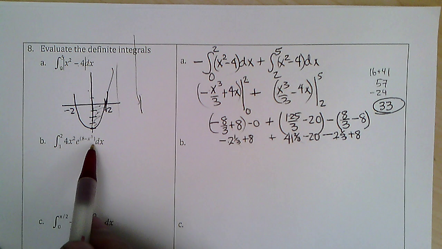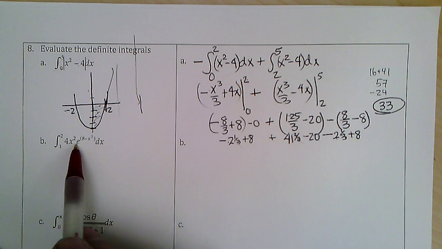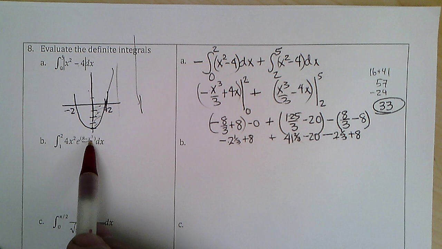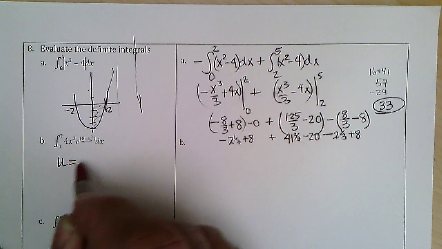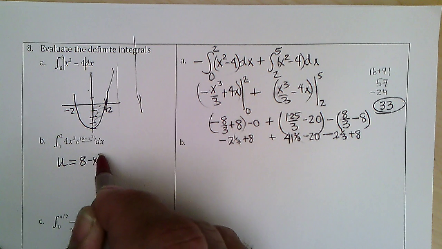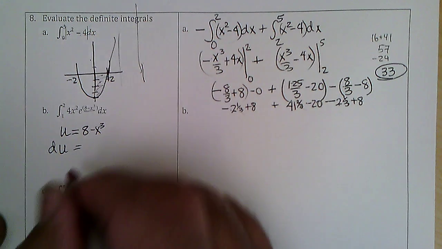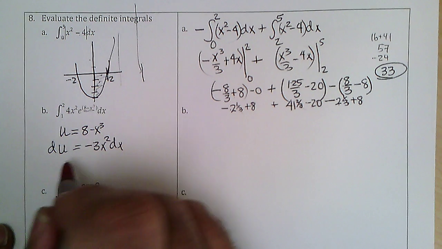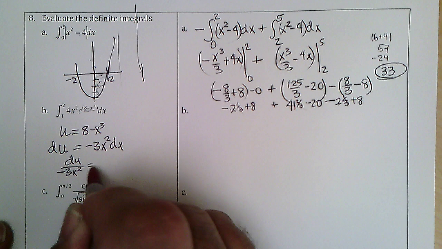Now in this one, we're going to do a u sub, and there's a lot of possibilities for the u sub. It could be the 4x squared, it could be the x squared, it could be e to this, but I think if I let it be this, the derivative of that would be 3x squared. The x squareds would cancel on this, so I'm going to let u be simply the 8 minus x to the third. So du would be negative 3x squared dx. So du over negative 3x squared would be dx.